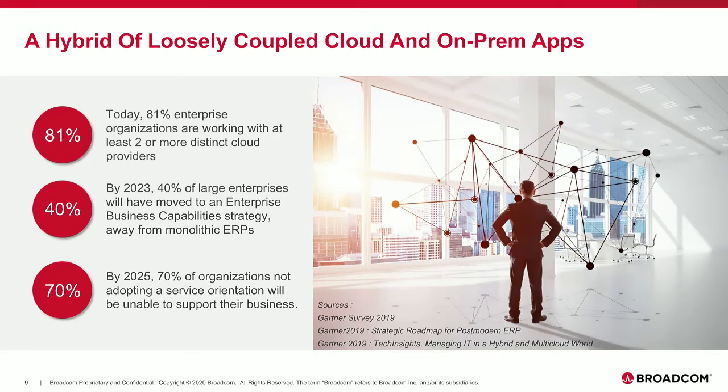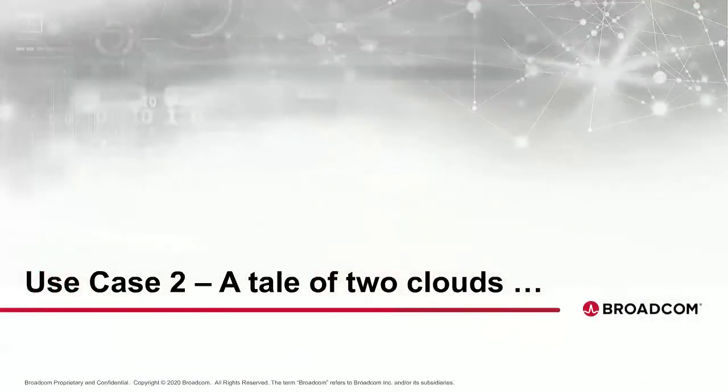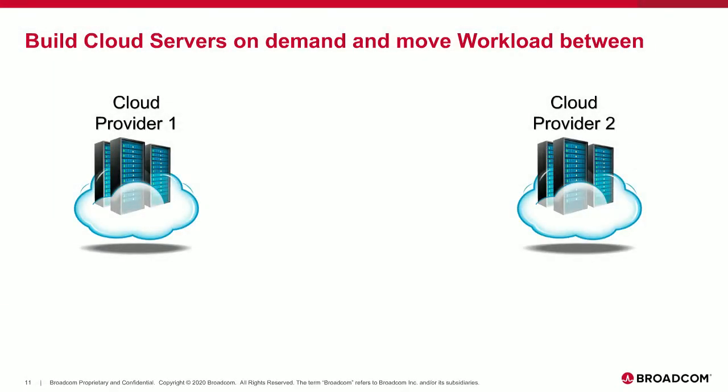So let's look into the second use case, which I call a tale of two clouds. This one needs a little bit more explanation. There's a couple more things on the shopping list there, but we'll work through it together. So we're going to start with two cloud providers. In my case, I'm using AWS and I'm using GCP.